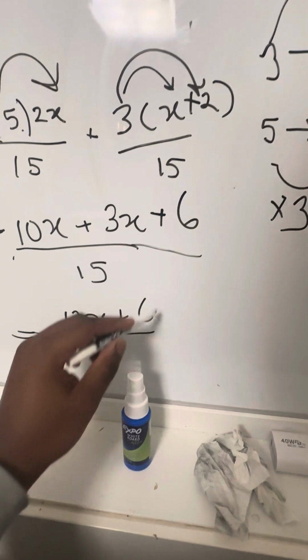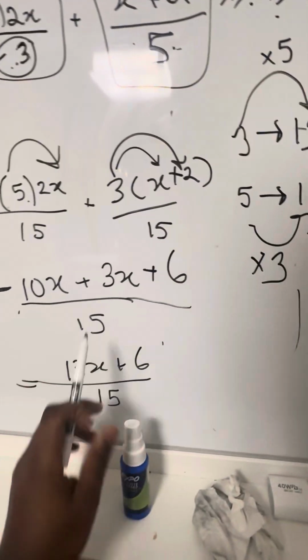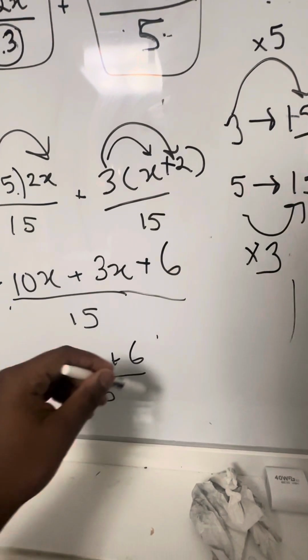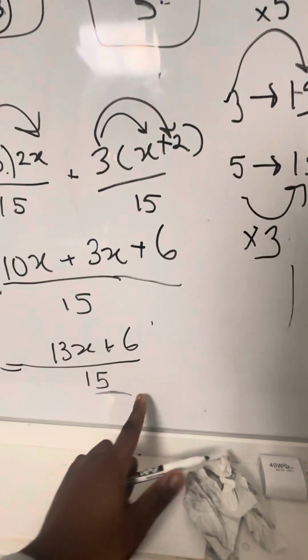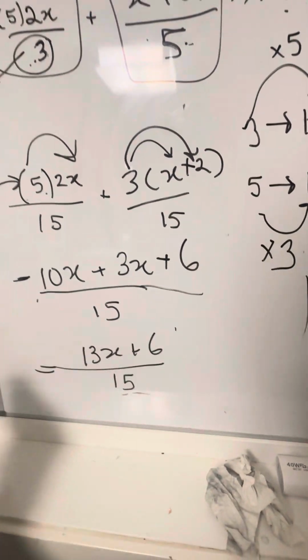This is your final answer. You don't have to check for non-permissible values again because the denominator is 15. But this is your final answer for number 1.